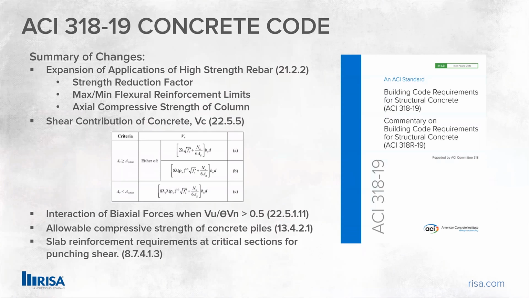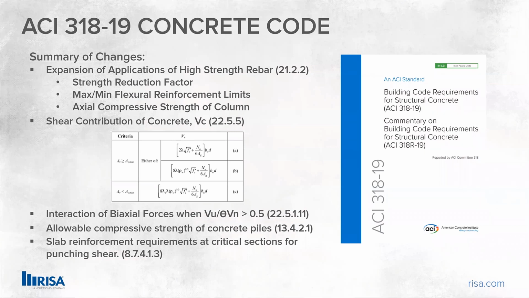So as we jump into some of these features here, we'll talk a little bit in a PowerPoint about some of the features with concrete and steel, and won't necessarily show those live. So as far as ACI 318-19, the concrete code goes, there are a few changes that have been made since the 14 edition, so the 2014 edition. The first is the expansion of applications for high strength rebar. And we have the references here, so if you have the manual, you can go ahead and look at these references. But really, this expansion includes a strength reduction factor, the minimum and maximum flexural reinforcement limits for that high strength rebar, and then also the axial compressive strength of the column has changed.